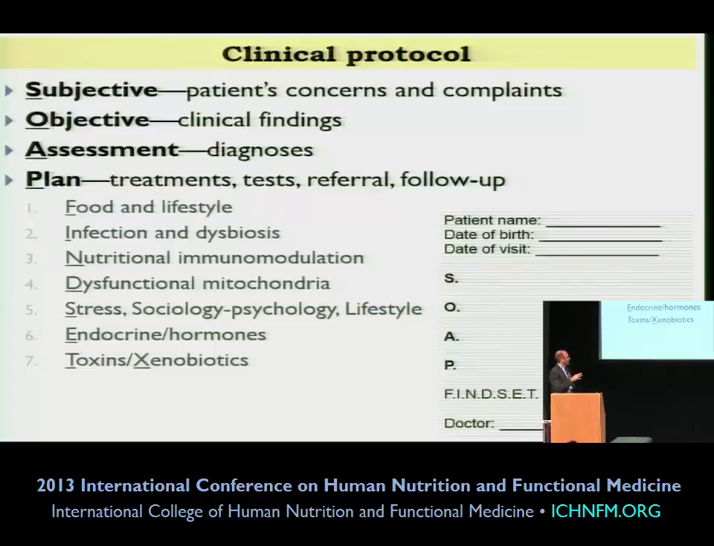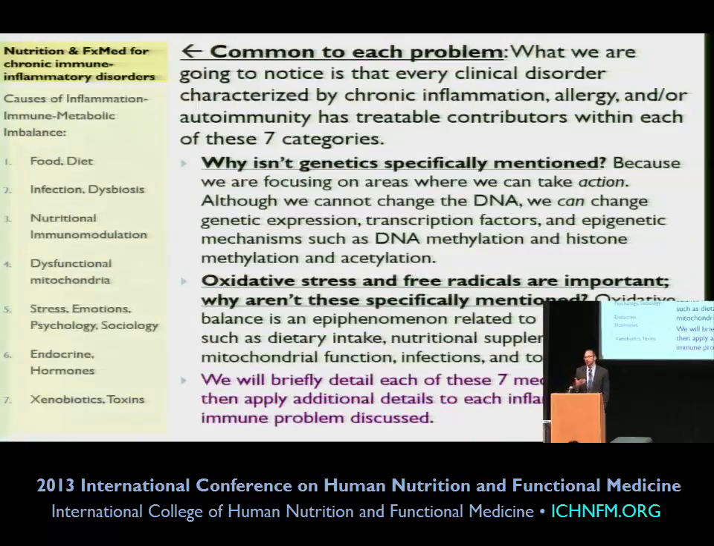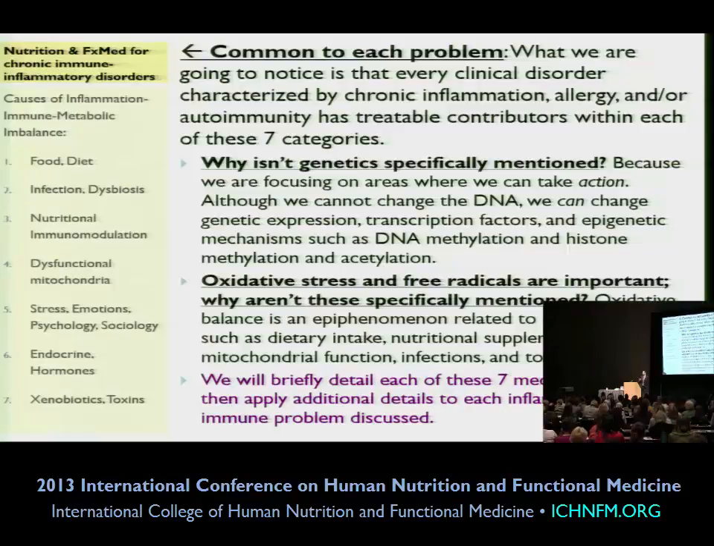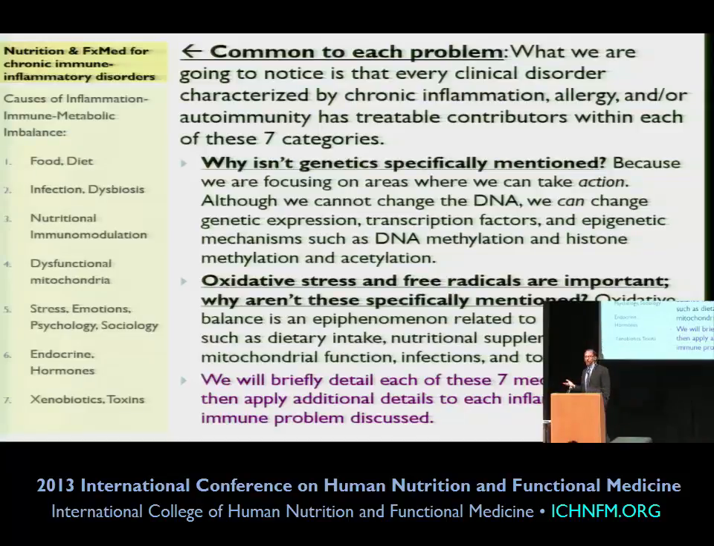Again, this is what your chart note could look like. SOAP, and then just remind yourself with FIND-SET for food, infections, nutritional immunomodulation, dysfunctional mitochondria, stress, endocrine imbalances, and toxic exposures and accumulation. How many of your patients have some level of toxic accumulation, whether it's heavy metals or xenobiotics? What percentage? All of them, right? How many of you have some level of toxic exposure or accumulation? All of us. So this isn't some abstract thing that you're going to do with one patient out of 100. This has relevance for every patient you see and your favorite patient, which is probably you, right?